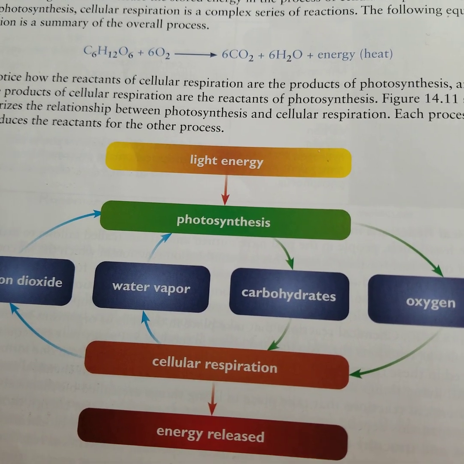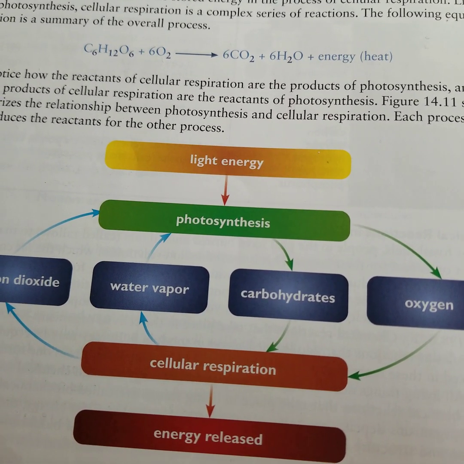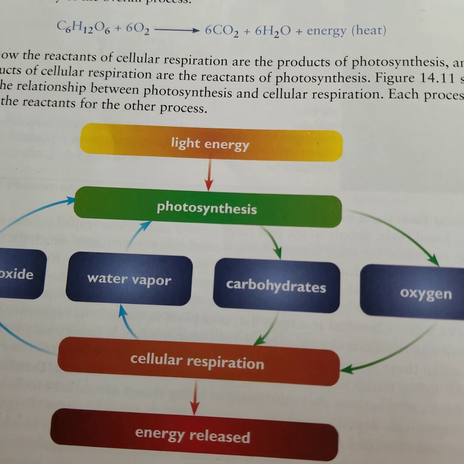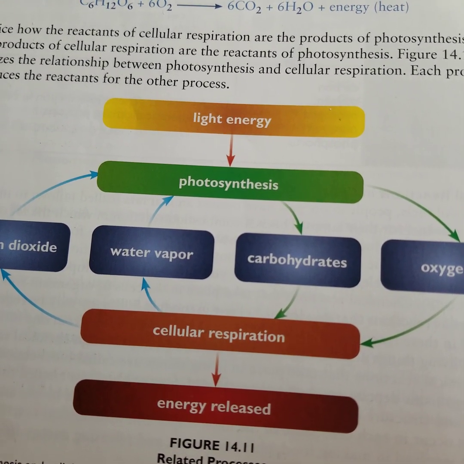Why is it just plants? Why don't we have photosynthesis and cellular respiration? It's because, well, we do have cellular respiration of a different sort, but photosynthesis can only happen in plants because of the chlorophyll. You've got to have that green chlorophyll to make photosynthesis happen.